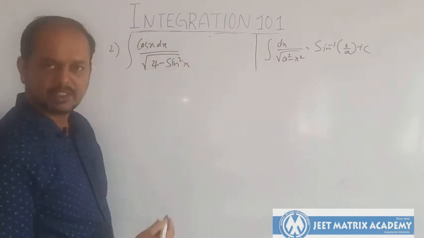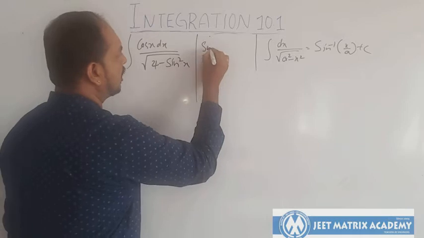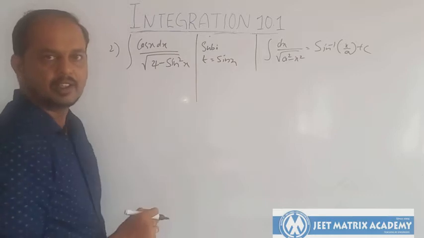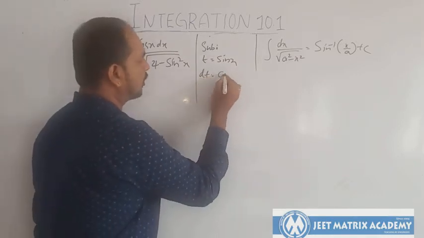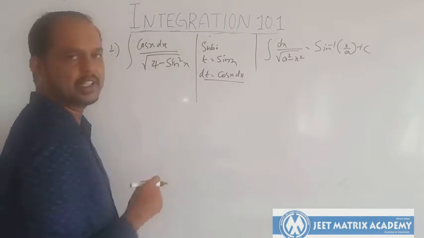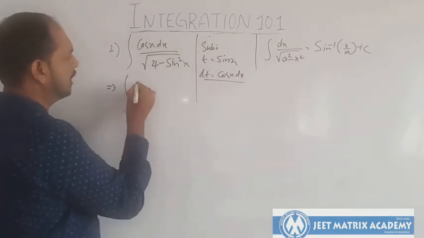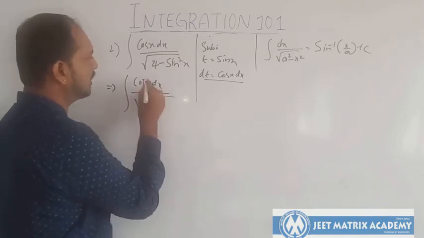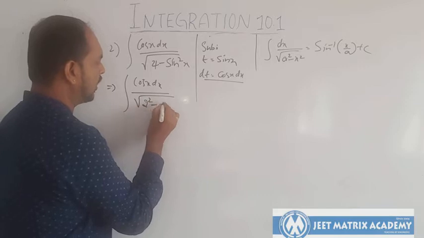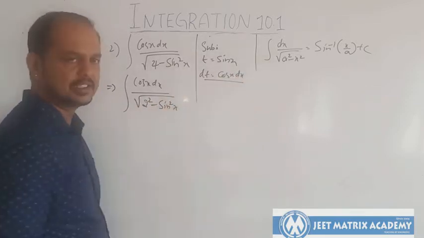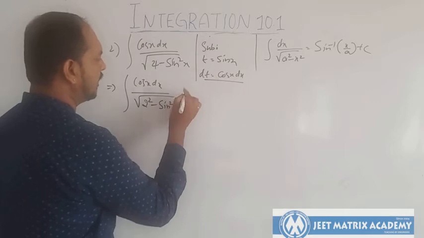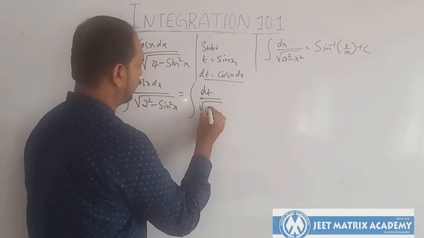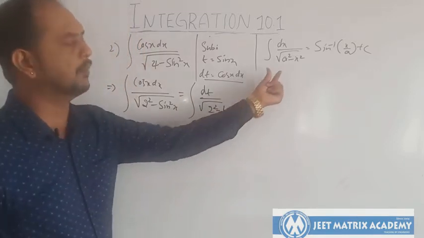What we are supposed to do is substitute t as sine x. So what happens? dt equals cos x dx. I get the numerator as cos x dx. So rewrite this as cos x dx divided by root of, instead of 4, 2 square minus sine square x. Now it looks like this form. Now replace cos x dx as dt, so dt divided by root of 2 square minus t square. Absolutely it looks like this.